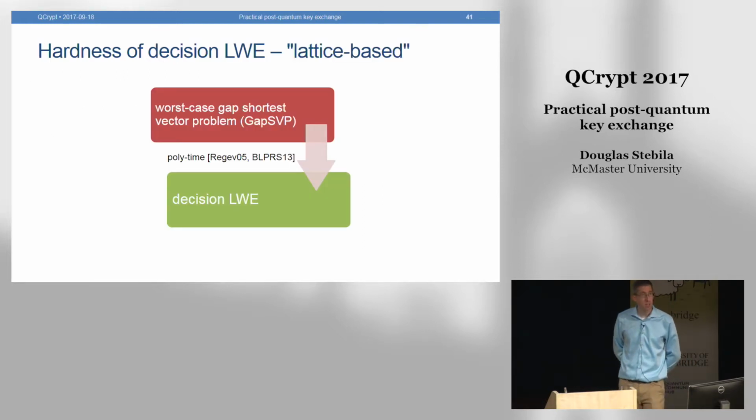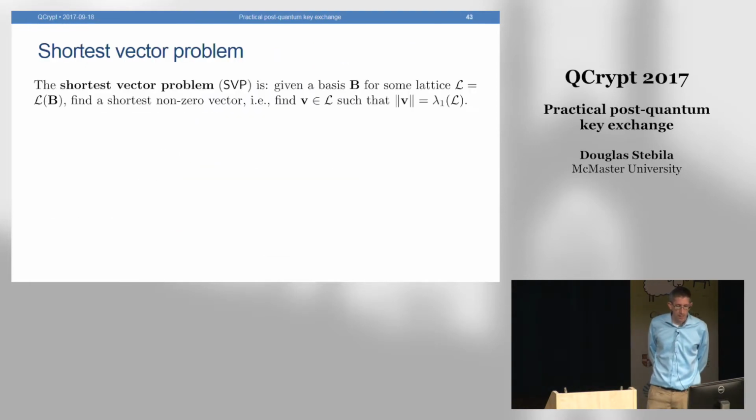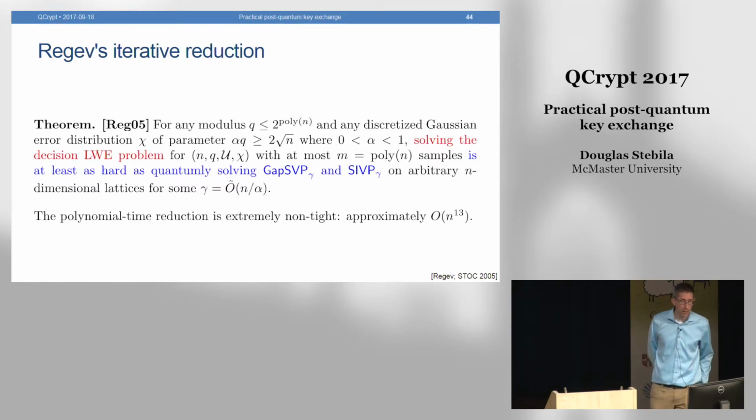So a few slides ago, I had this picture showing that the decision learning with errors problem can be polytime reduced to the worst case gap shortest vector problem. And I'll just give you the statement of that theorem. This was proved by Oded Regev in 2005 when he first introduced the learning with errors problem. The main points to take out of this are that solving the decision LWE problem is at least as hard as quantumly solving gap SVP and some other lattice problem called SIVP. There's a bunch of stuff in here about parameters. One critical parameter choice is right here. I think I mentioned to you before that the width of the error distribution in our LWE problem played a certain role. And here you can see that it has to be above a certain threshold.